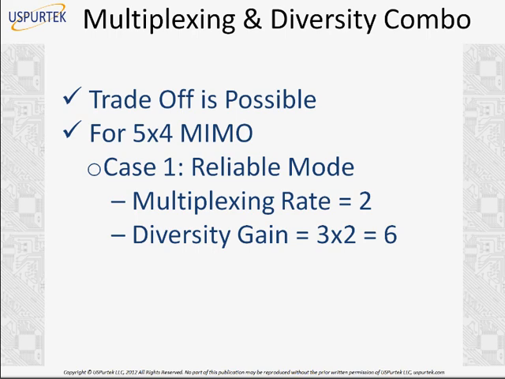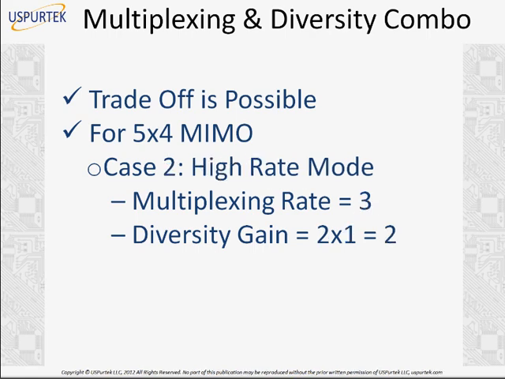Let's say case 1, we have a reliable mode, where the requirement of our application is that we need very reliable communication. This could be useful for, let's say, emergency response systems or military communications, or where the data cannot be lost at all. We need a very reliable system. Then we could adjust our multiplexing rate to 2. What this means is we are dedicating 2 antennas on the base station and 2 on the receiver for transmitting data, so that we have a multiplexing rate of 2. We're doubling our throughput, but we want to keep a reasonable diversity gain too. The remaining antennas, we are left with 3 on the transmit side and 2 on the receive side. So diversity gain will be 6 in that case. This is a reliable mode.